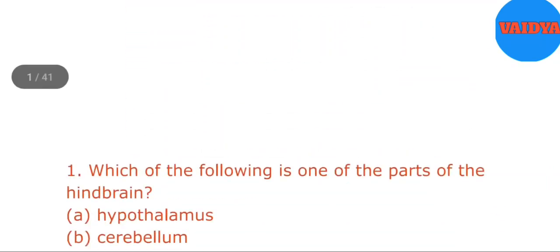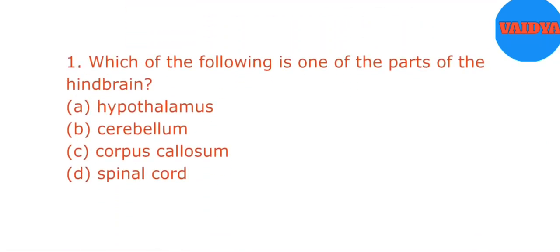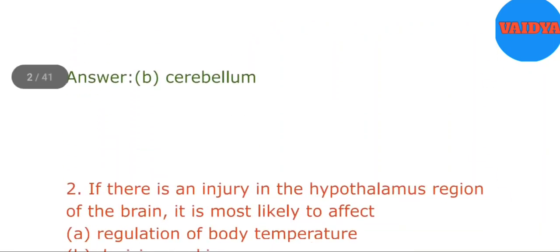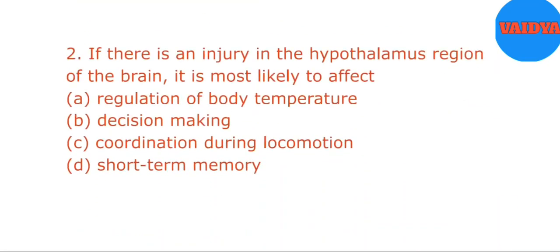1. Which of the following is one of the parts of the hindbrain? A. Hypothalamus. B. Cerebellum. C. Corpus callosum. D. Spinal cord. Answer B. Cerebellum.